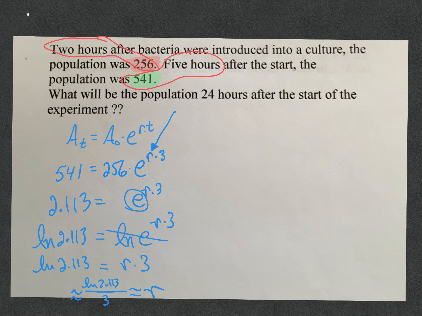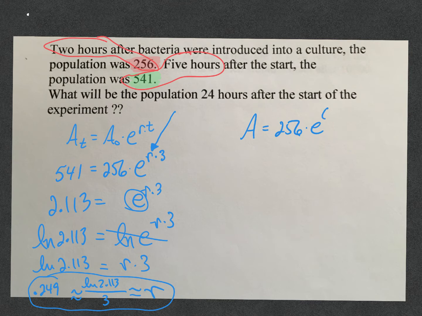All right, so the ln of 2.113 divided by 3. If I punched it in, okay, guys, I got about 0.249. Now I know, again, that's not the question. What's the population of the bacteria 24 hours after we start? That's not the answer, but that's the rate of increase. This is the rate of increase for the bacteria. Now we can answer the question, which is, find the amount of bacteria when our first count was 256.